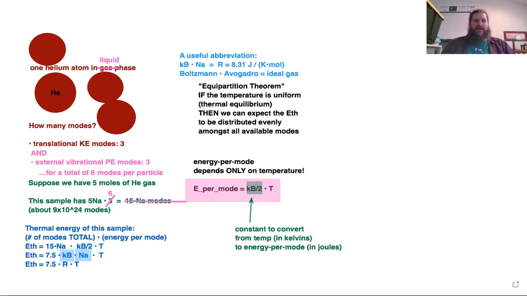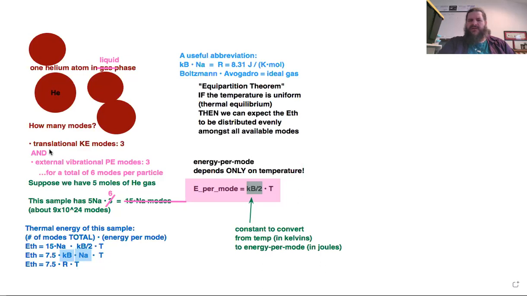If you're talking about a molecule, though, a polyatomic molecule, then rotation comes into play. So for monoatomic, you would just have the 3 translational modes because it can move. And if it's a solid or liquid, you would also have 3 vibrational potential energy modes.